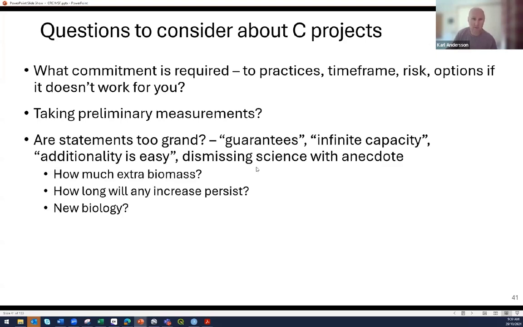Sometimes you hear stories that are a bit too grand. These are things I have heard. They guarantee increases, which they can't. There's an infinite capacity of soil for carbon, which there isn't. That adding is easy, which it isn't.